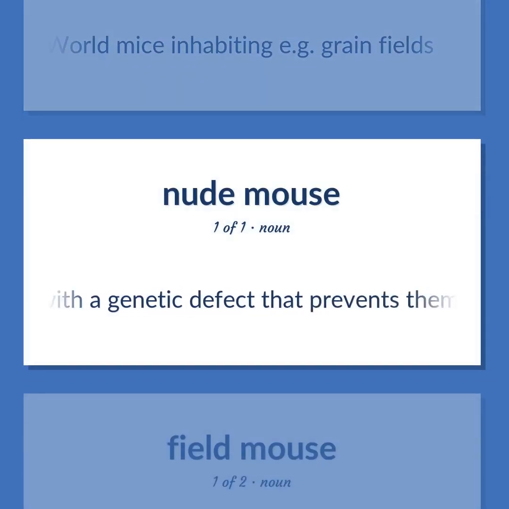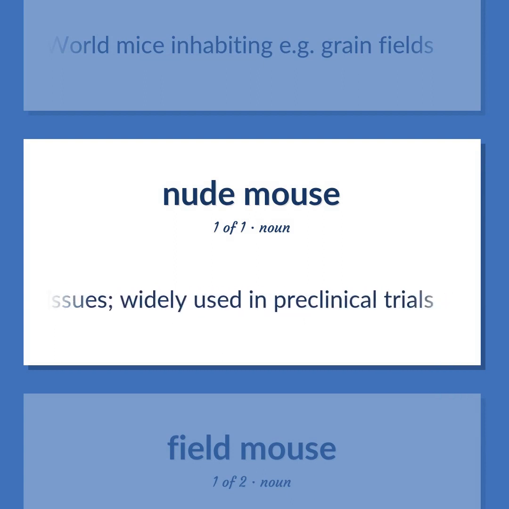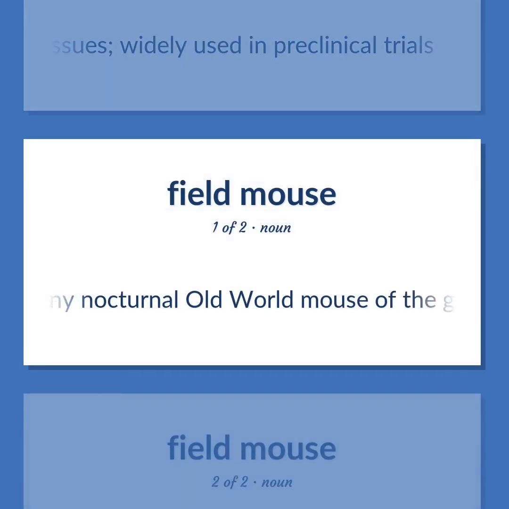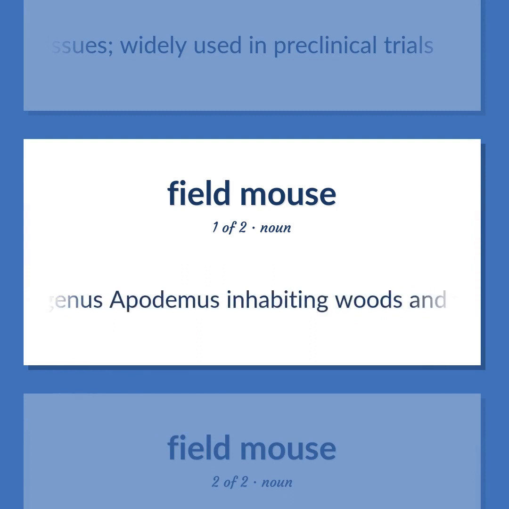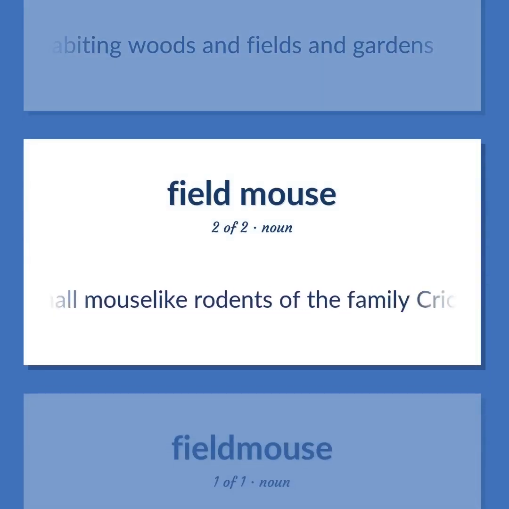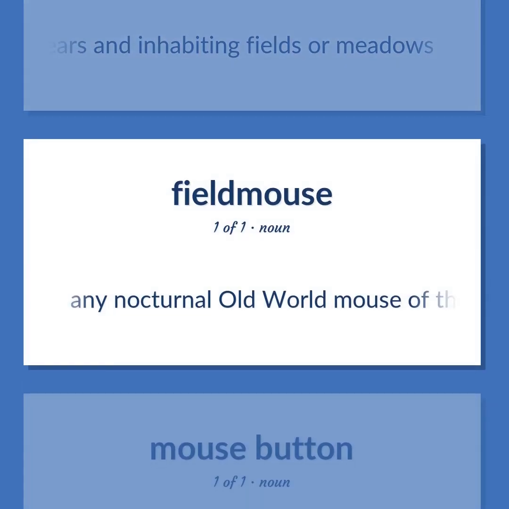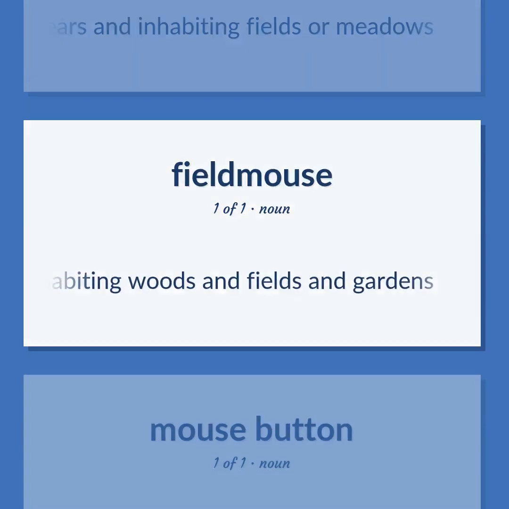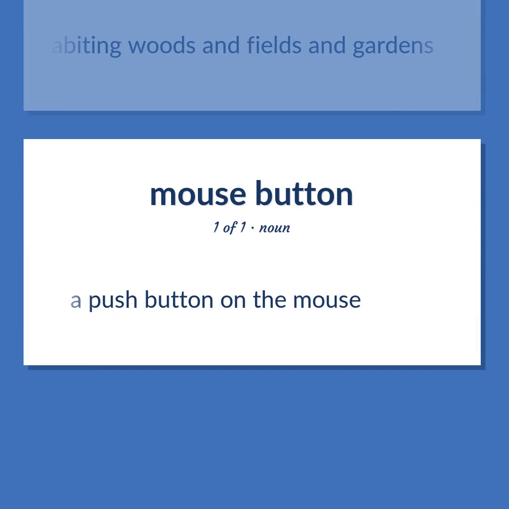A mouse with a genetic defect that prevents them from growing hair and also prevents them from immunologically rejecting human cells and tissues, widely used in preclinical trials. Any nocturnal Old World mouse of the genus Apodemus inhabiting woods and fields and gardens. Any of various small mouse-like rodents of the family Cricetidae, especially of genus Microtus, having a stout short-tailed body and inconspicuous ears and inhabiting fields or meadows. A push button on the mouse.